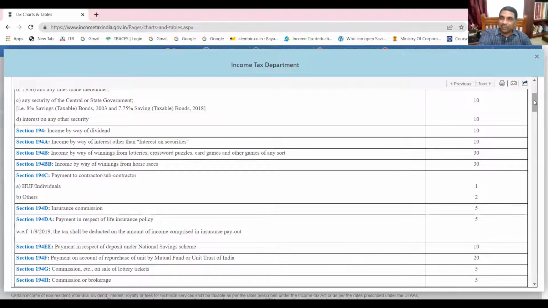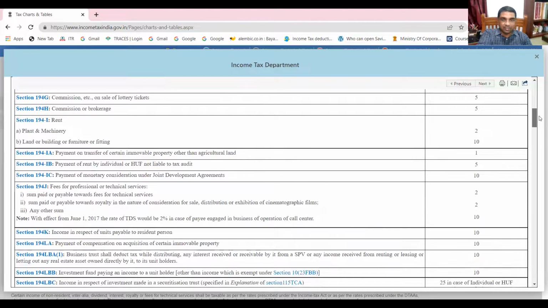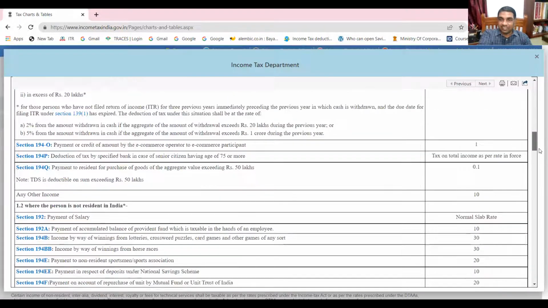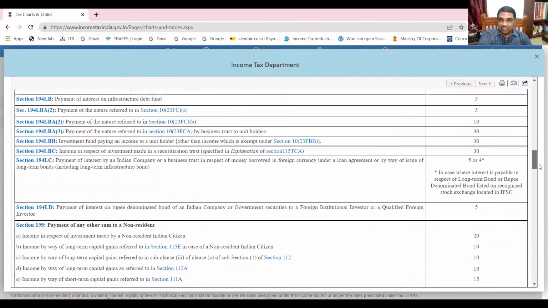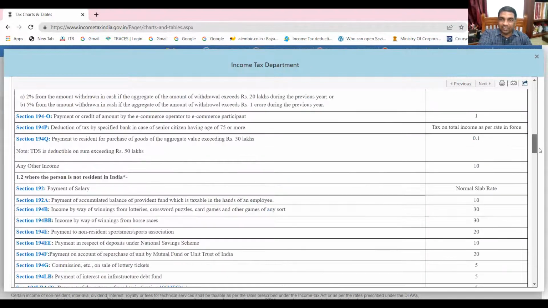The example I was giving you right now is about the professional charges. I told you 10% because I was referring to 194J. You refer to 194J. Here you see 10%. For technical service, certain things 2%, otherwise it is 10%. Understood? If you're talking about the rent of building, you see 10%. Rent of plant and machinery, 2%. So you see these rates are different. Are you able to see? So I think it is clear to you. Now at any time you can refer to this.